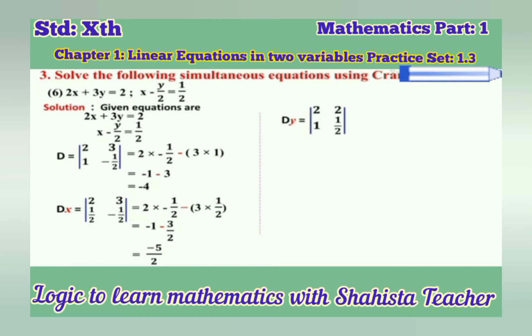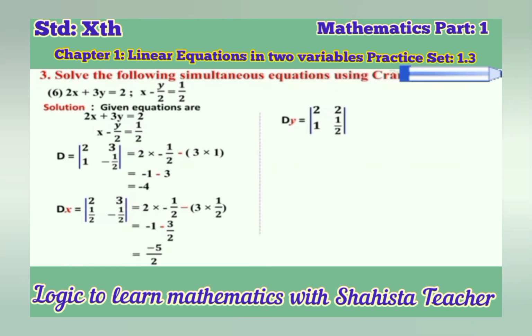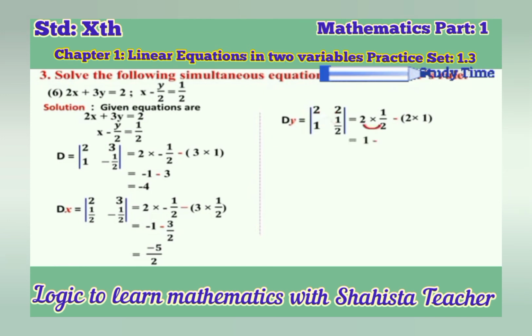Now Dy is equal to 2 upon 1 and 2 upon minus 1 upon 2. So Dy is the column of coefficient of y, b1 upon b2, replaced by c1 upon c2. Now 2 multiplied by 1 upon 2 minus 2 multiplied by 1. So 2 twos are 4 plus 1, 5. Okay. So 2 gets cancelled numerator denominator. So 1 minus 2 ones are 2. So here we get minus 1. Is that clear, my dear students?